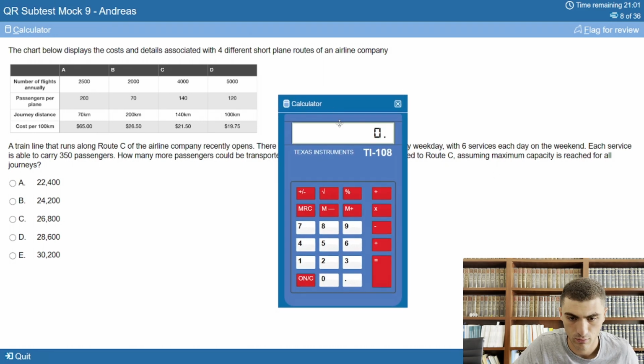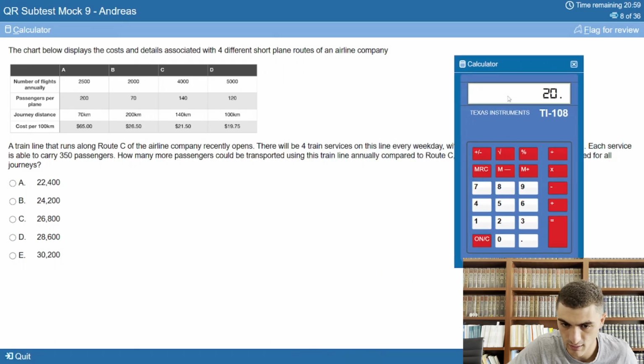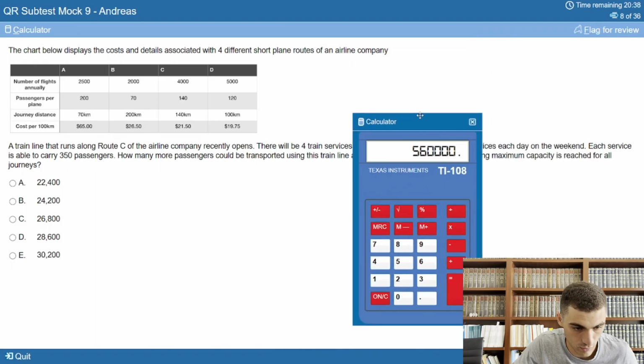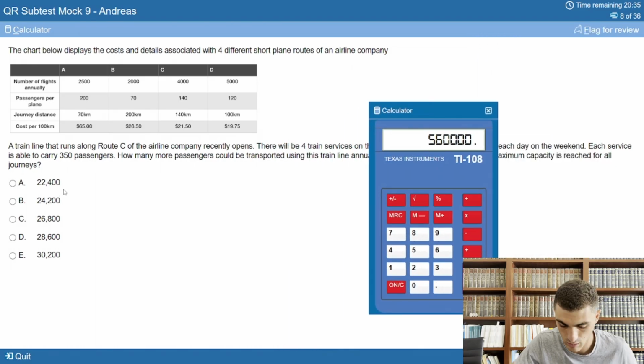So it's 20 on weekdays plus 12 for the weekend, so it's 32 times 52 weeks in 1 year times 350, so that's 582,400, and then we just do 4,000 times 140 and subtract this from what we found before, and the answer should be, it says 22,400, right? Okay, so it's A.